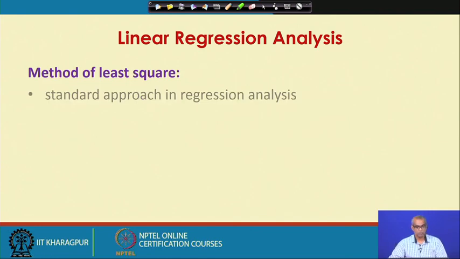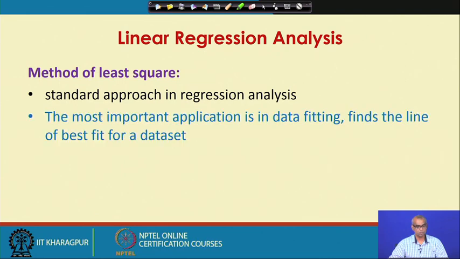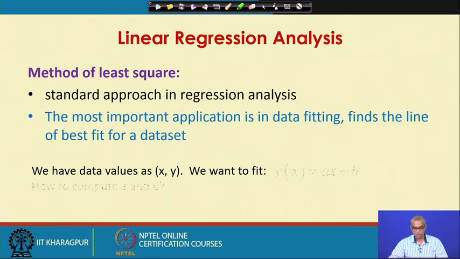The method of least squares is a standard approach in regression analysis. The most important application is in data fitting. It finds the line of best fit for a data set. We have data values x, y, and we want to fit y equal to ax plus b. So, how do you compute the values of a and b?